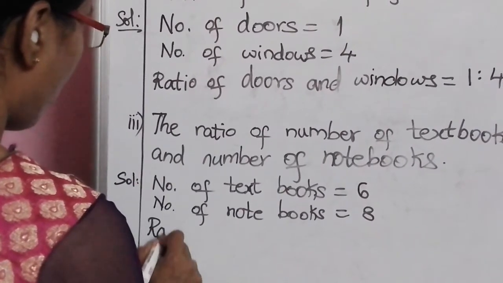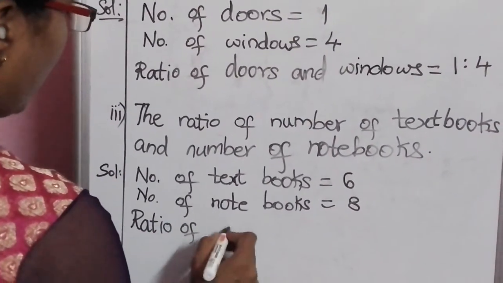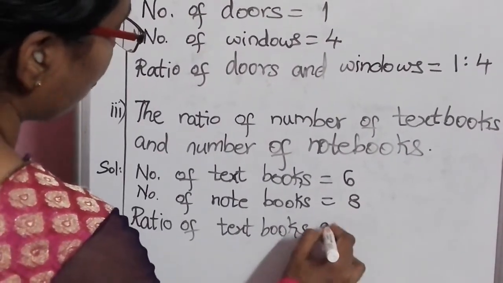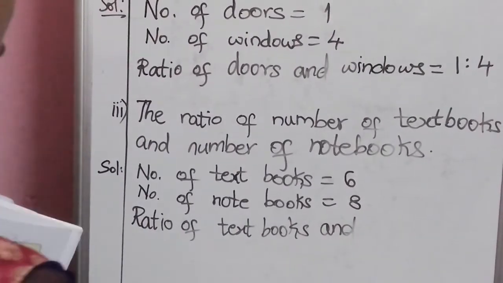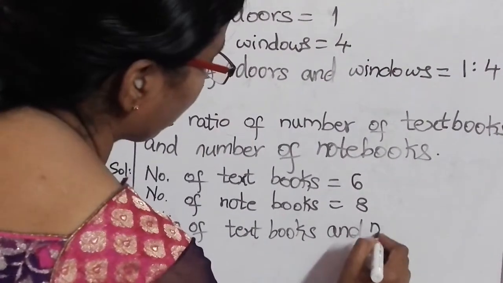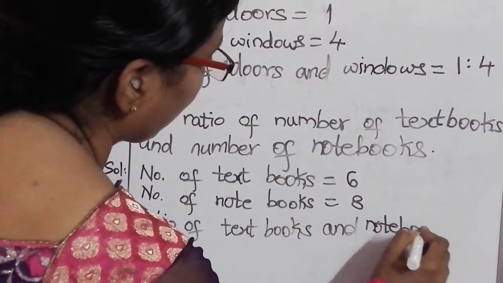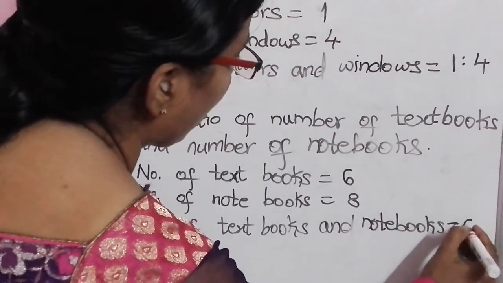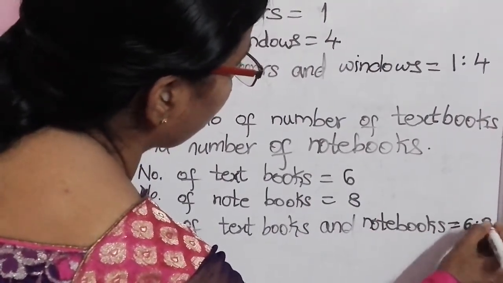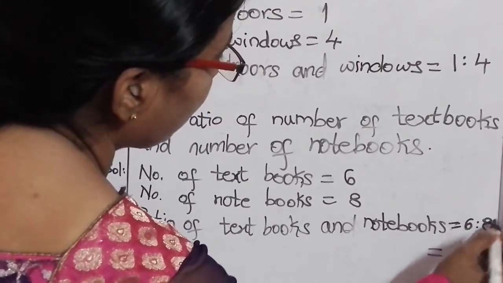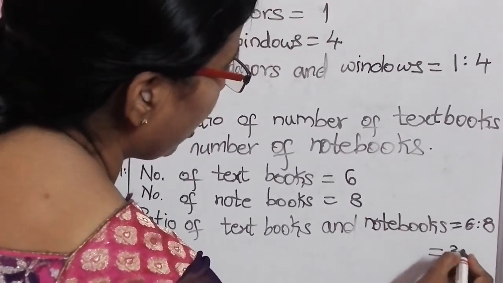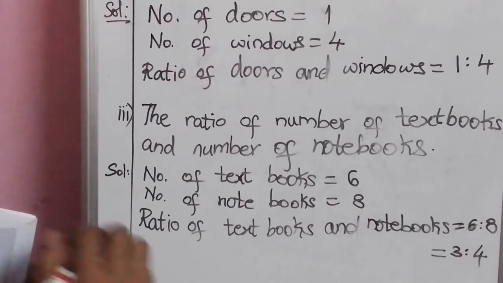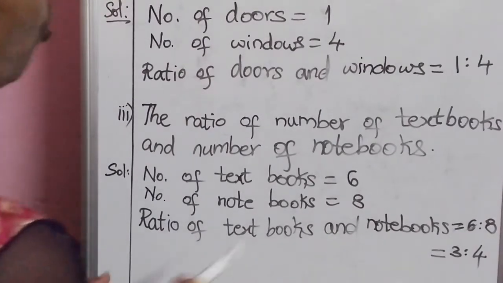Now ratio of textbooks and notebooks. This is equal to, textbooks are 6, notebooks are 8. Okay, so cancel this in the 2 table, 2 3s are 6, 2 4s are 8. So 3 is to 4 is the ratio between the textbooks and notebooks.